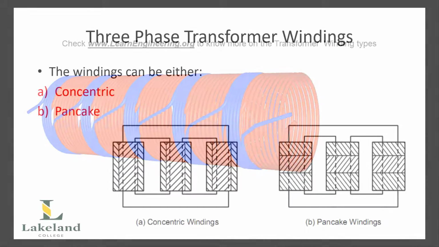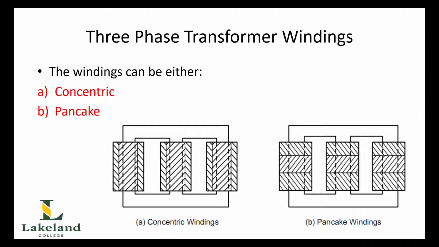So that short video gives you an idea of the way in which transformers are arranged with regards to their windings and for what applications. The winding arrangements referred to in your textbook are the concentric windings and the pancake windings. Concentric simply means one circle inside of another. So in this example there are windings on the inside and windings on the outside.